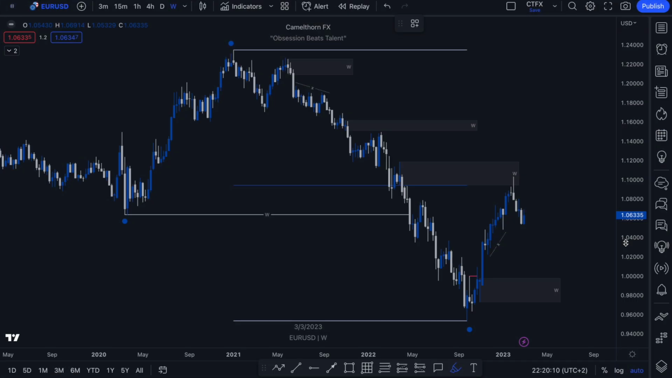Now, the purpose of today's video is to give you guys more of a longer term outlook on what I'm anticipating price action to do here on Euro USD going into the end of Q1 and into Q2, all right?